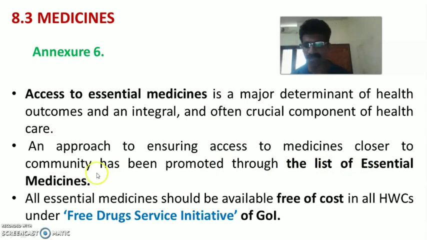So the list of essential medicines is also mentioned in Annexure 6 of the IPHS 2022, and the government is giving all these essential medicines free of cost as per the Government of India initiative, that is the Free Drug Service Initiative. Under this, nearly 100 medicines are supplied free of cost by the government through the health and wellness sub-health centers, and the list of those essential medicines is given in Annexure 6.